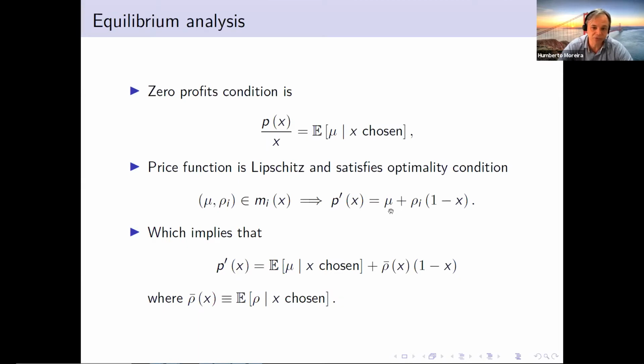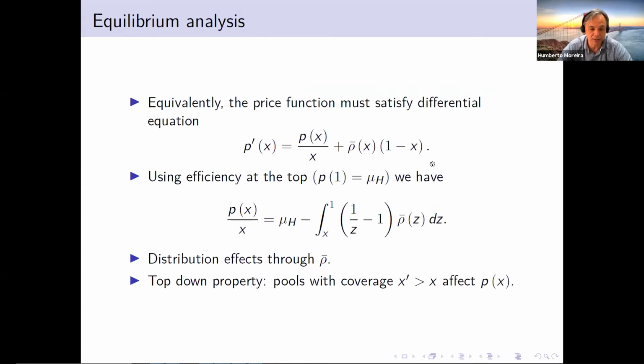If you take this formula here and take the expectation on both sides, you're going to get this expression, and you plug in this zero profit condition, and you get this ordinary differential equation here, right? So you might think you've solved the model and there is no problem here. But it's not true, because you don't really know this rho bar. You have to pin down this rho bar. That's the complication of the model.